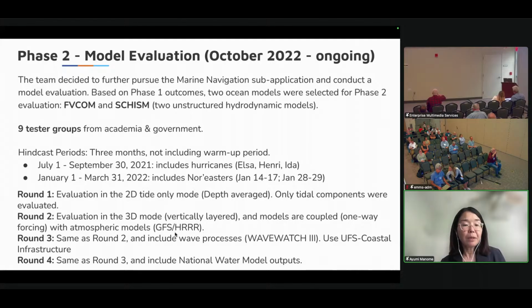We are currently in round 4, and round 4 is the same as round 3, but we further included National Water Model output as a river forcing.